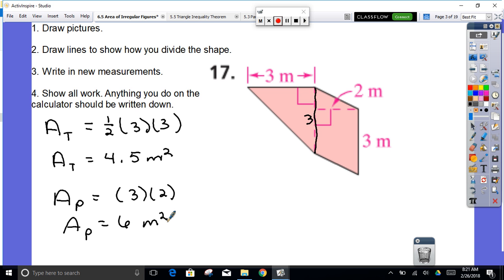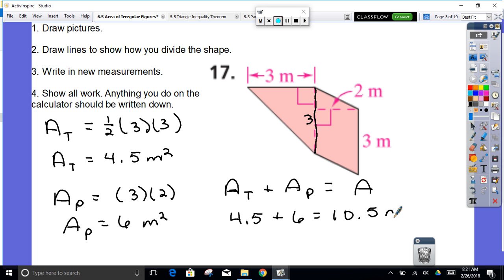What would the area of the whole thing be? Grace? 10.5 square meters. Good, 10.5. We just add the two areas together. So we take the area of the triangle plus the area of the parallelogram, and that gives us the area overall. So, actually I should put the 4.5 there. 4.5 plus 6 equals 10.5 square meters. Okay, any questions about that?